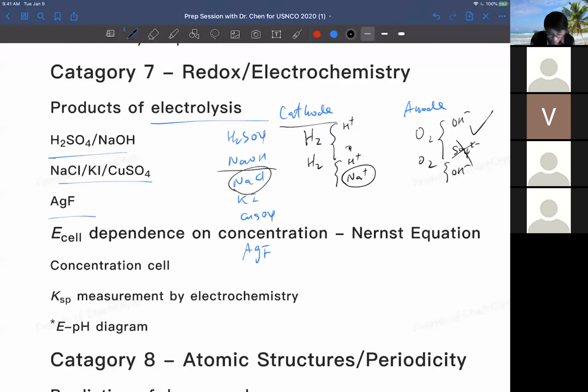How about this one, guys? You can think about it. Cathode is still hydrogen gas, right? Anode will be chlorine, because the two competitors are these two. Actually, these two have pretty similar ability to lose electrons. But the chloride has a much higher concentration than the hydroxide, so according to the Nernst equation, chloride will be the first to lose electrons, changing into chlorine gas. Does this make sense to you?